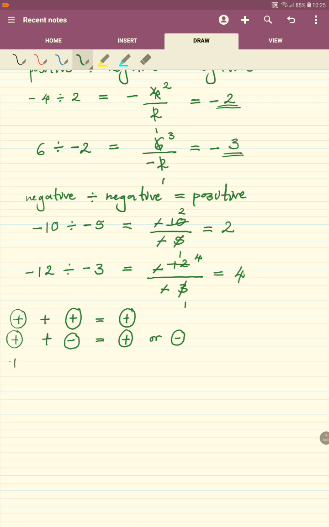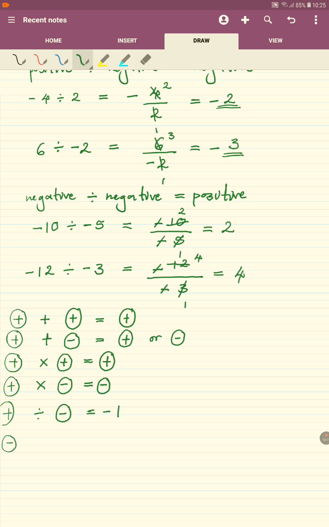And going forward, a positive multiplied by a positive gives your answer as positive. Positive multiplied by negative gives your answer as negative. And positive divided by negative gives your answer as negative.